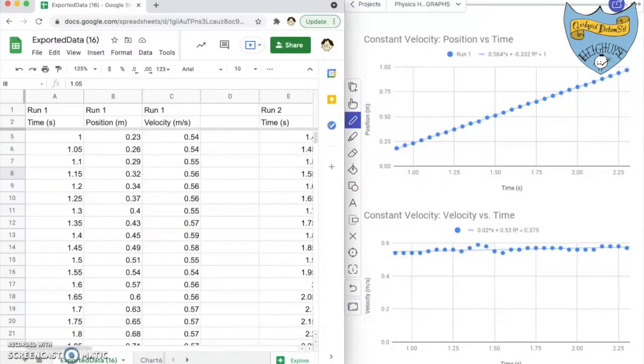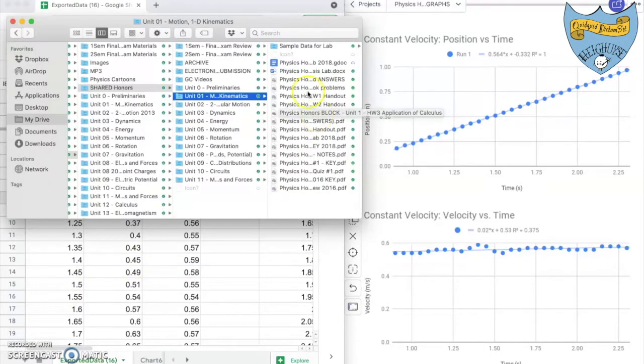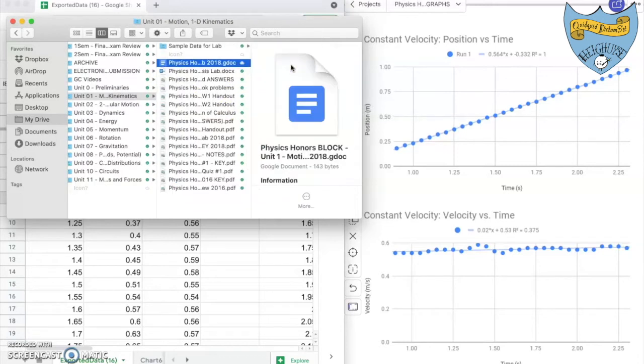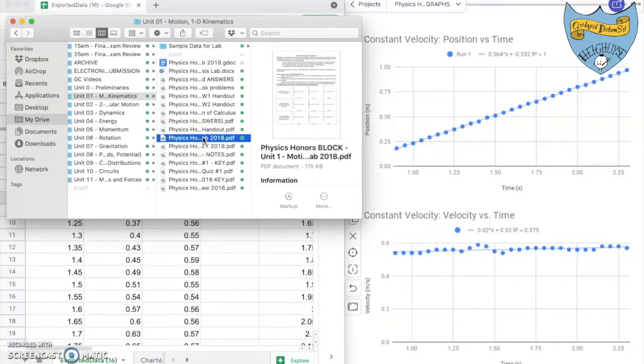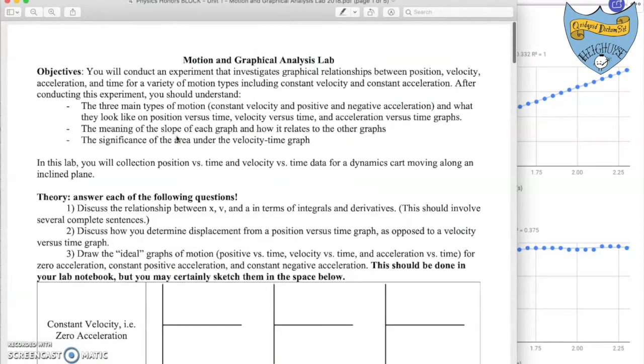In this video we're going to talk about how to do the calculations for your motion and graphical analysis lab. But what in the world are we supposed to be calculating anyway? Well, the answer lies in the Unit 1 folder, as usual, because we're in Unit 1, in one of these three documents right here. There's one PDF version of it, there's also a Word document, and there's a Google Docs version of it. All of those essentially open the same thing. I'll open the PDF so you can look at it.